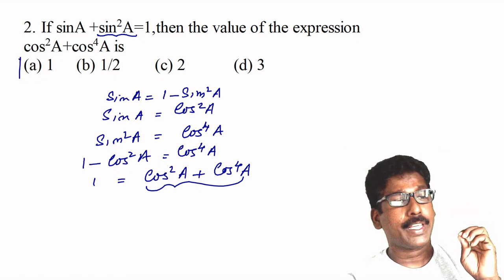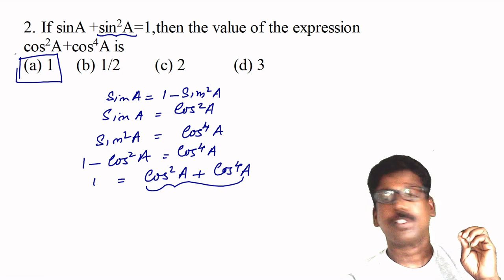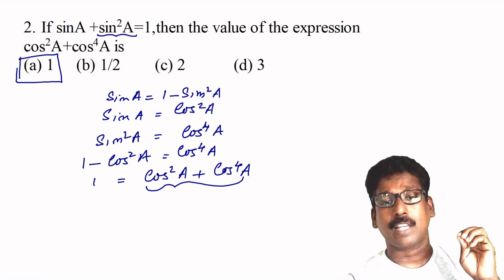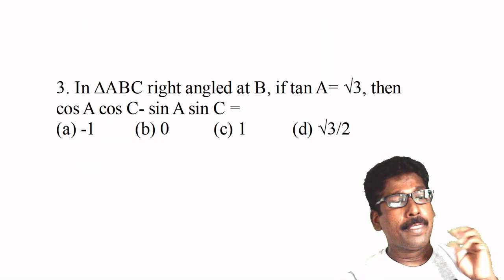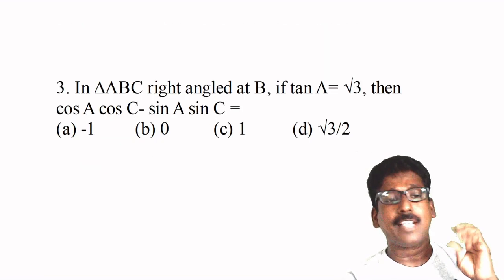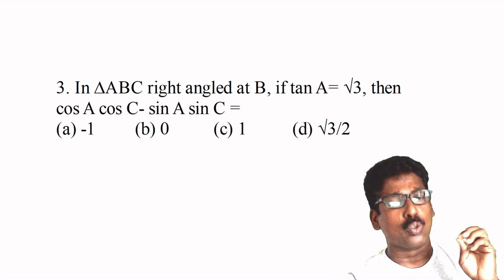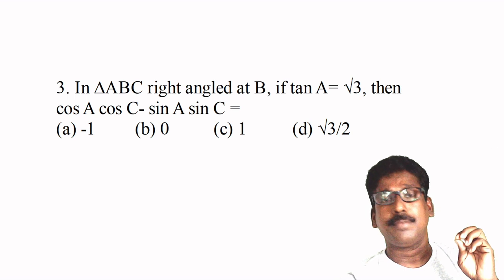So option A is the correct option. Now look at the next question. The next question is, in triangle ABC right angle at B, if tan A is equal to root 3, then what is cos A cos C minus sin A sin C?